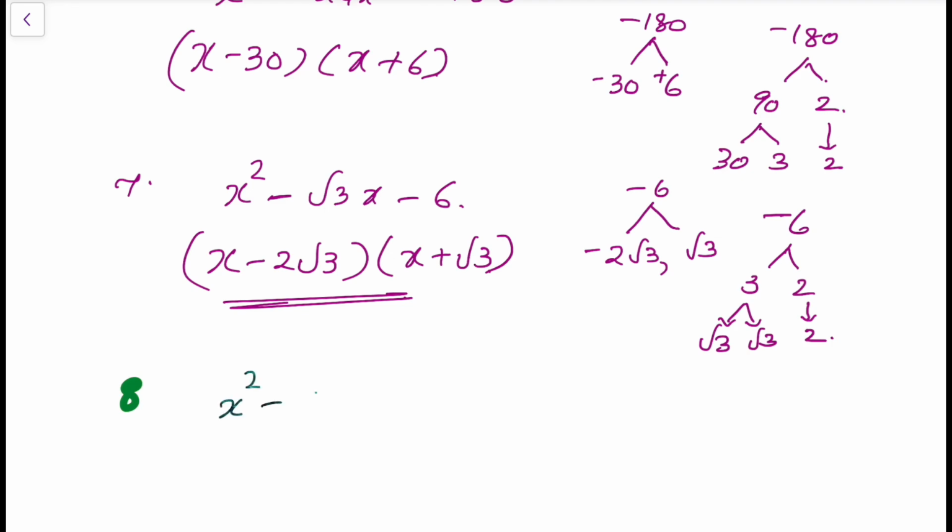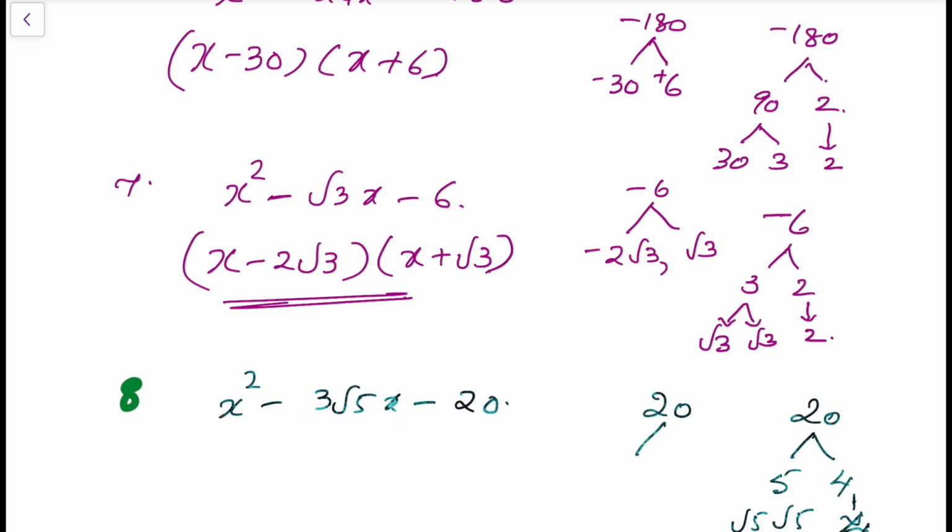X squared minus 3 root 5 x minus 20. So, the same way 20 can be written as 5 into 4, 5 can be written as root 5 into root 5, and then 4. So, it is minus 3 root 5. So, you can write this as minus 20 it is.